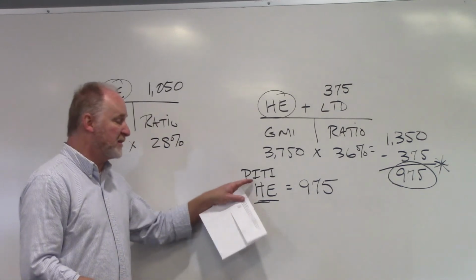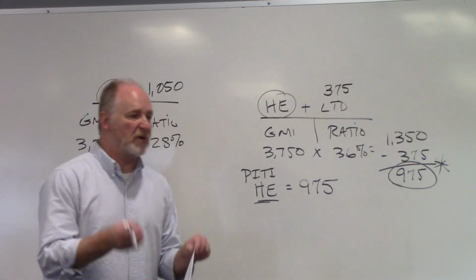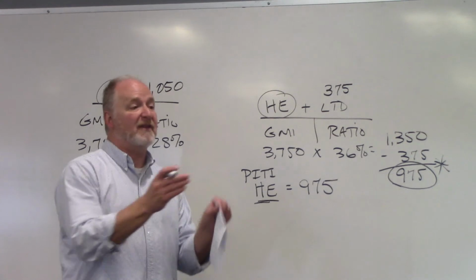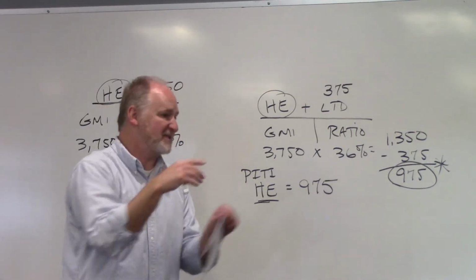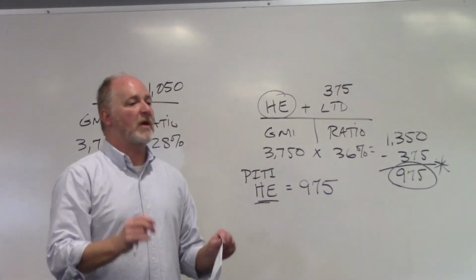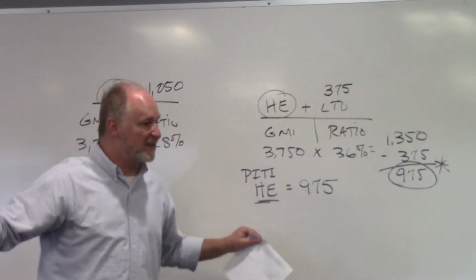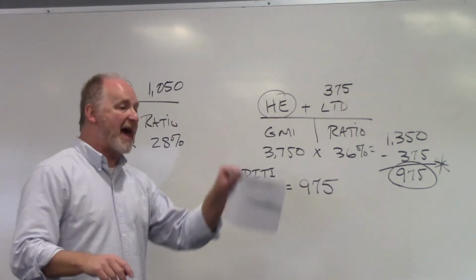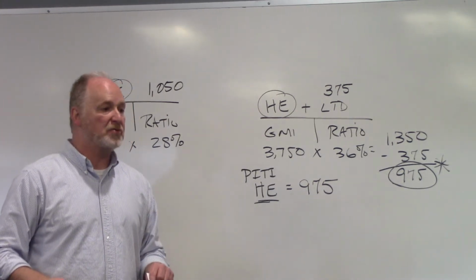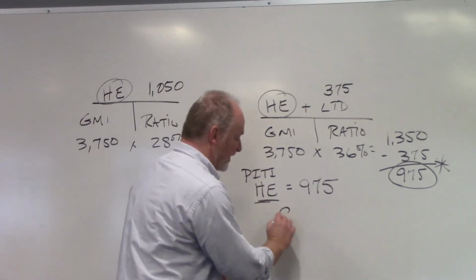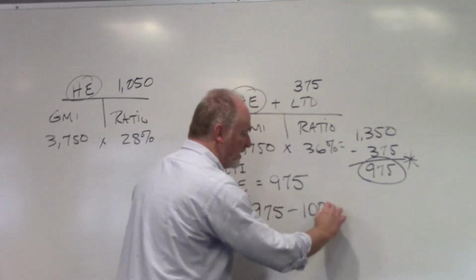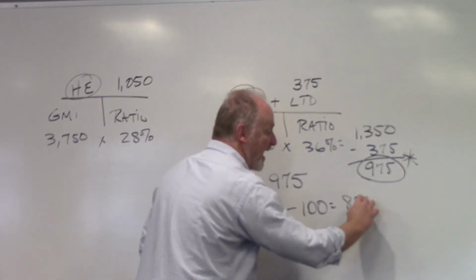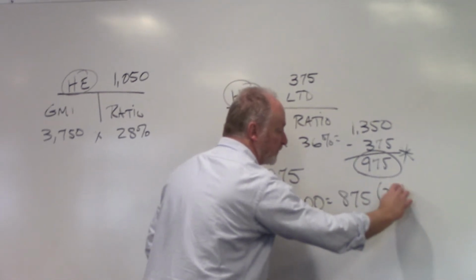So if I want this to be PI, and the reason I want it to be principal and interest only, you can't convert PITI to a loan amount. Does that make sense? Taxes and insurance don't help you pay your loan. So what I have to do is I subtract out anything that's not PI. So now do you see why we gave you that 100? So basically 975 minus 100 tells you the maximum P&I that you can qualify for.